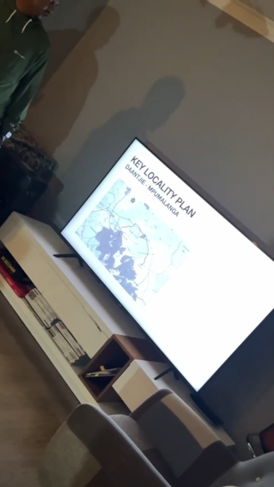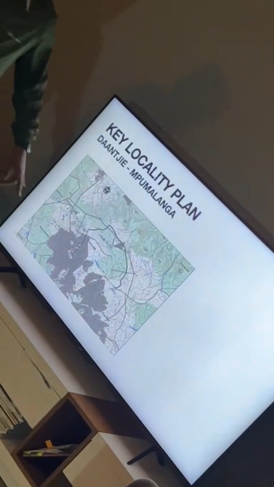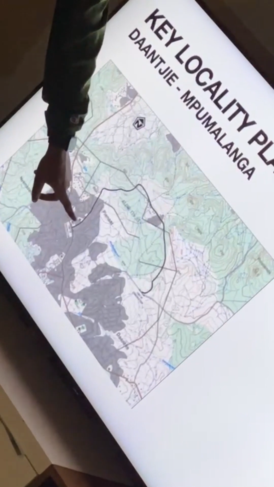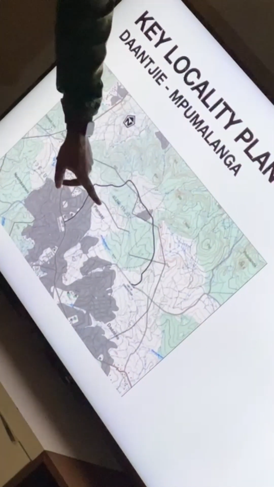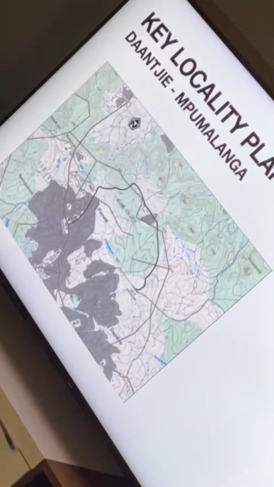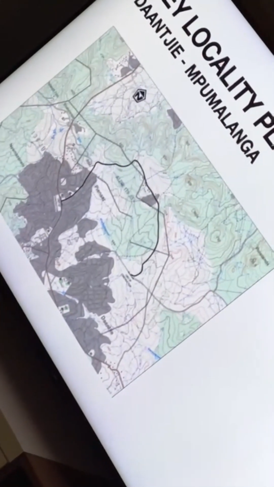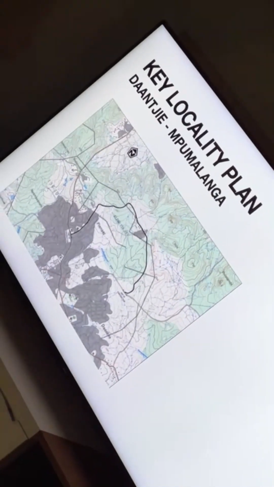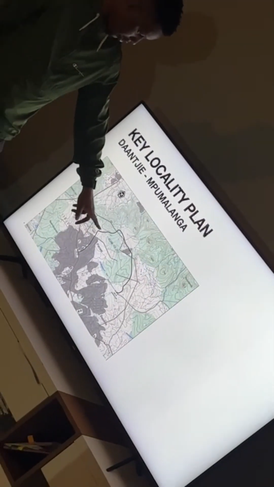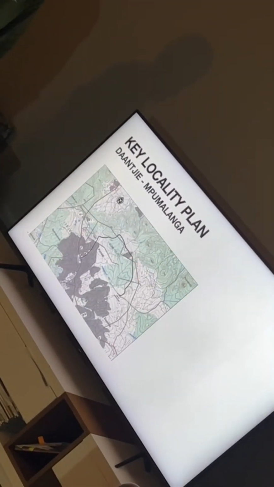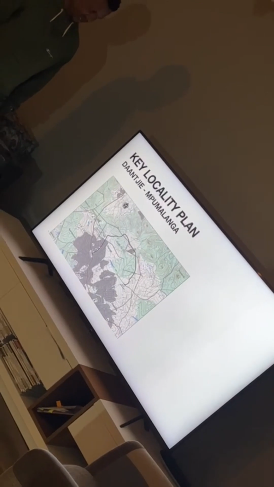This is the key locality plan. So our road starts from here, the intersection of R522. It extends all the way into the Pinar and Danji village, and then rejoins R521 on the eastern side of the area. This is a 4-kilometer road. As you can see, it's got 1, 2, 3, 4, 5, 6, 7 horizontal curves, and it's got 3 vertical curves.